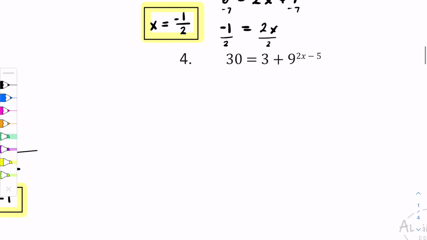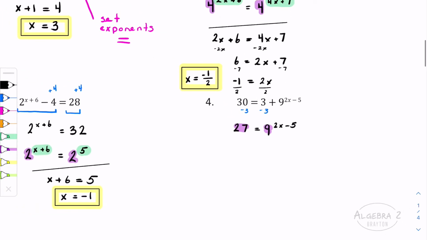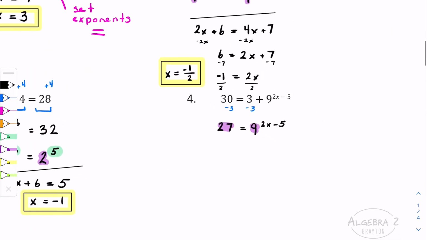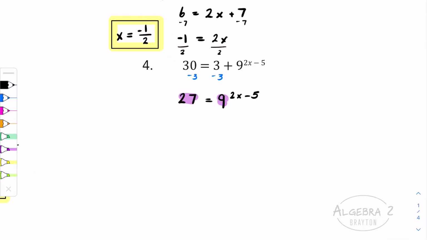And lastly, in this section number 4, we have to create one single term on each side. So I'm going to subtract 3. That gives me 27 is equal to 9 raised to the power of 2x minus 5. This is the first one where we have to simplify both sides. Simplifying both sides would give us 3 cubed is equal to 3 squared raised to the power of 2x minus 5.